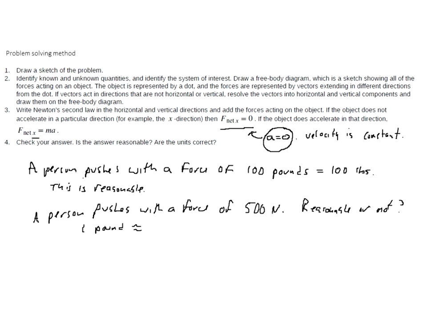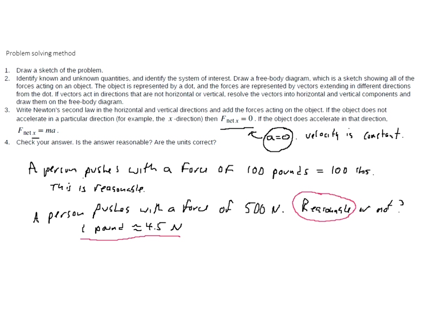Well, it turns out that 1 pound equals about 4.5 newtons. So this would be roughly 125 pounds. So if 100 pounds is reasonable, about 125 or 120 pounds would also be reasonable. So I would say that this is indeed reasonable. So kind of keep numbers in mind. This is an important thing to remember.